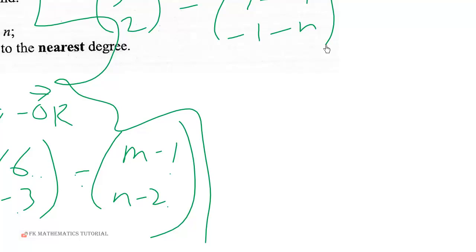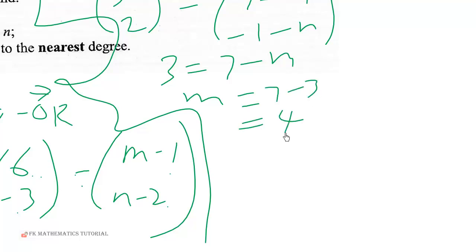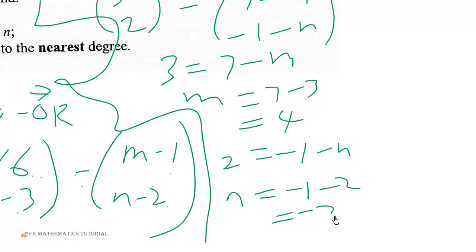So equating the corresponding components, 3 will be equal to 7 minus m. So m will be equal to 7 minus 3, which is equal to 4. Then also 2 will be equal to -1 minus n. So it means n is equal to -1 minus 2, which is -3. So we found the values of m and n.